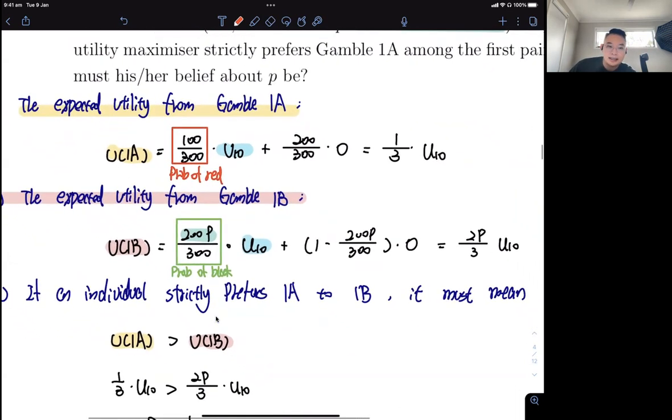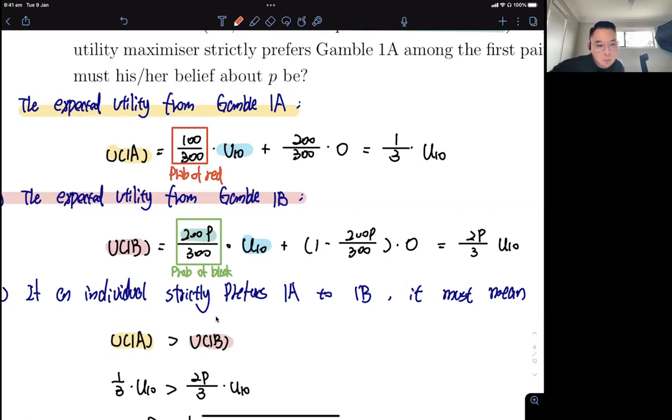Next, we can calculate the expected utility from gamble 1B. Gamble 1B is that if you get a black ball, you get $10. If you get any other ball, you get 0. So we have 200P over 300. Remember, 200P is how many black balls are in the urn, so 200P over 300 is the probability of getting a black ball. 200P over 300 times U10 plus 1 minus 200P over 300 times 0, you will get 2P over 3 times U10.